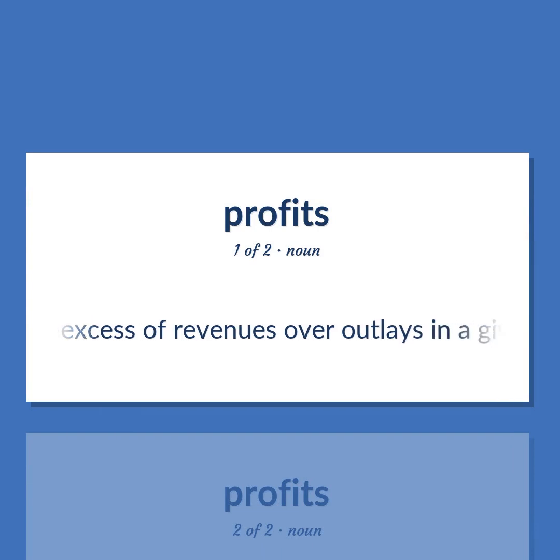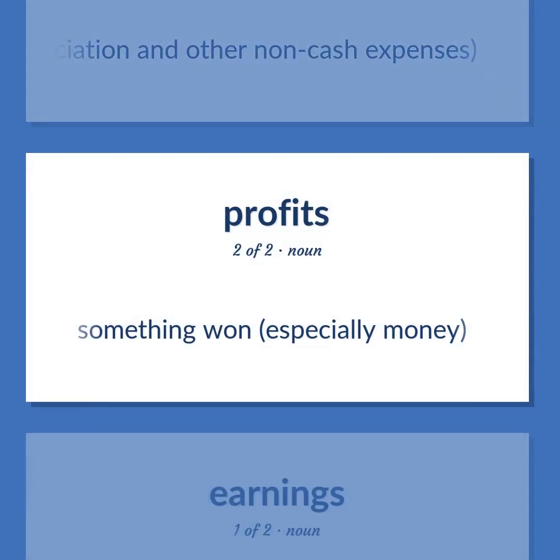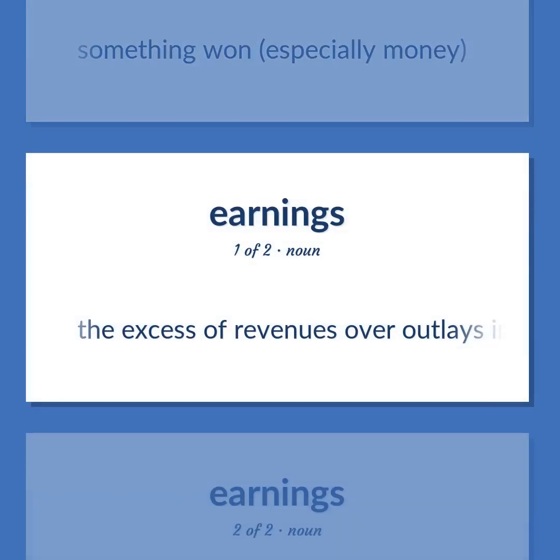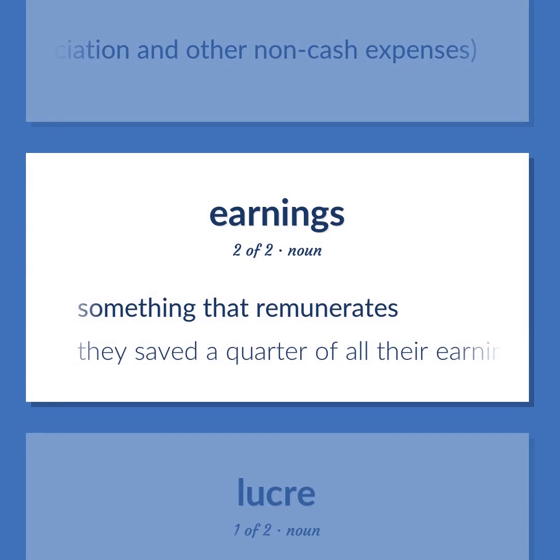The excess of revenues over outlays in a given period of time, including depreciation and other non-cash expenses. Something one earns, especially money. Something that remunerates. They saved a quarter of all their earnings.